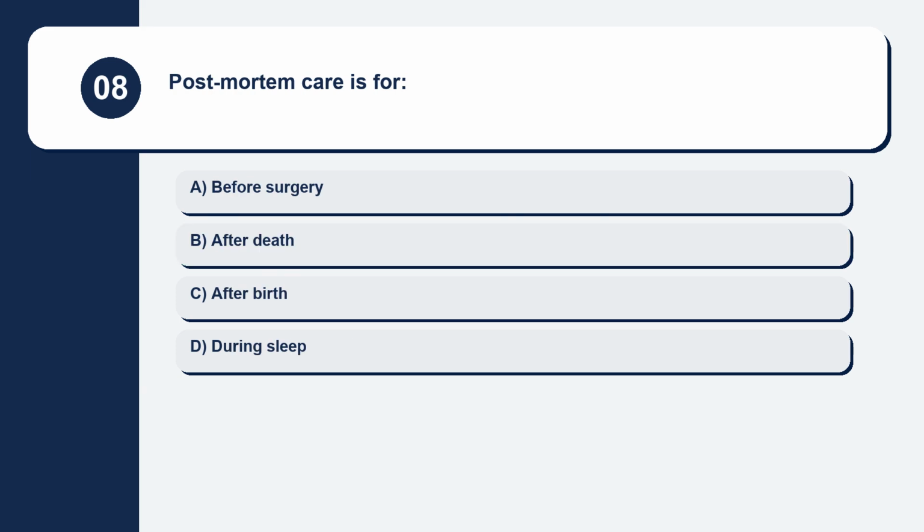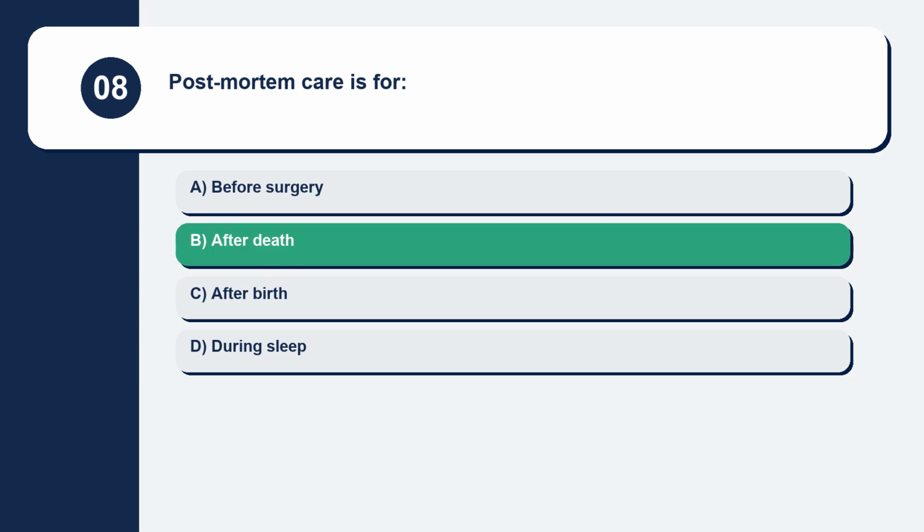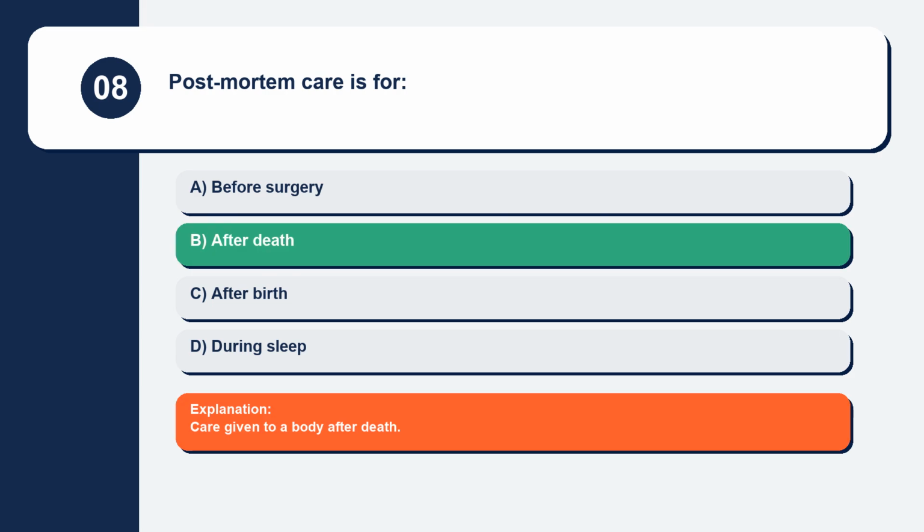Question 8. Post-mortem care is for before surgery, after death, after birth, during sleep. Care given to a body after death.